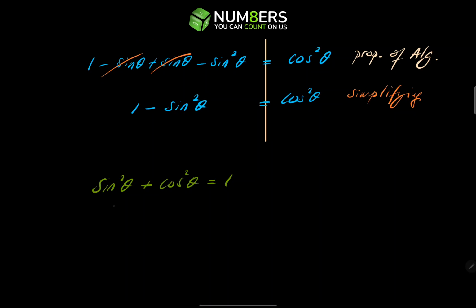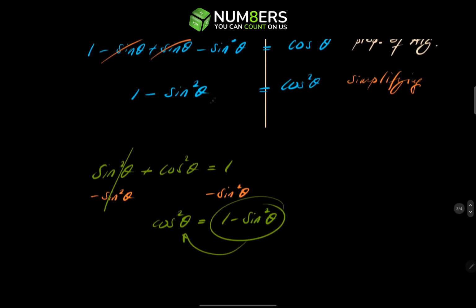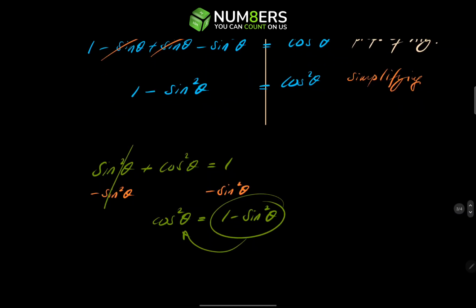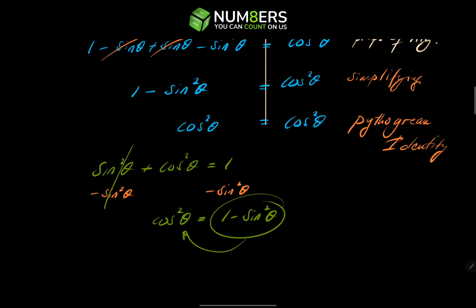If we subtract sine squared theta on both sides, these cancel. We're left with cosine squared theta on the left equals 1 minus sine squared theta on the right. So this becomes cosine squared theta, and this is exactly the same thing. So for the left side here, we write cosine squared theta is equal to cosine squared theta, and we've verified this identity by using Pythagorean identity. So we write Pythagorean identity. And that's it for this question.